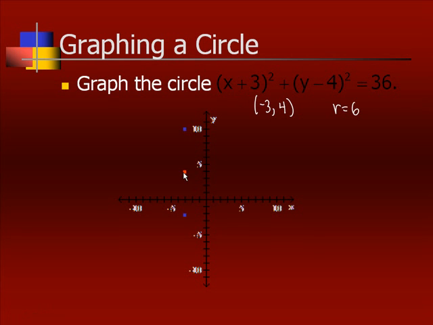If we go down 6 and put a dot, up 6 and put a dot, back 6 and put a dot, over 6 and put a dot, and then we draw the circle that goes through all those 4 points, this is what it looks like.